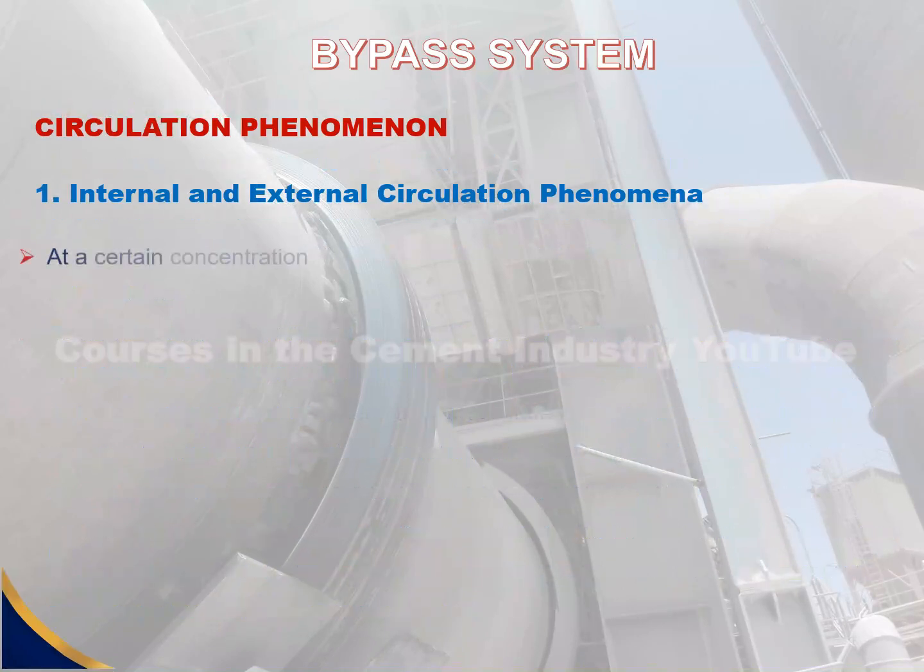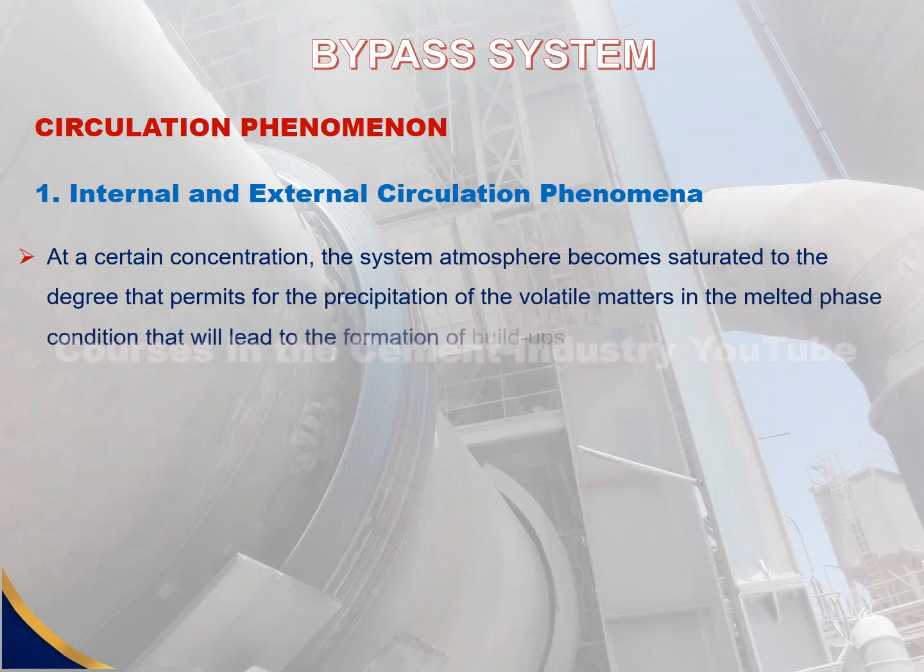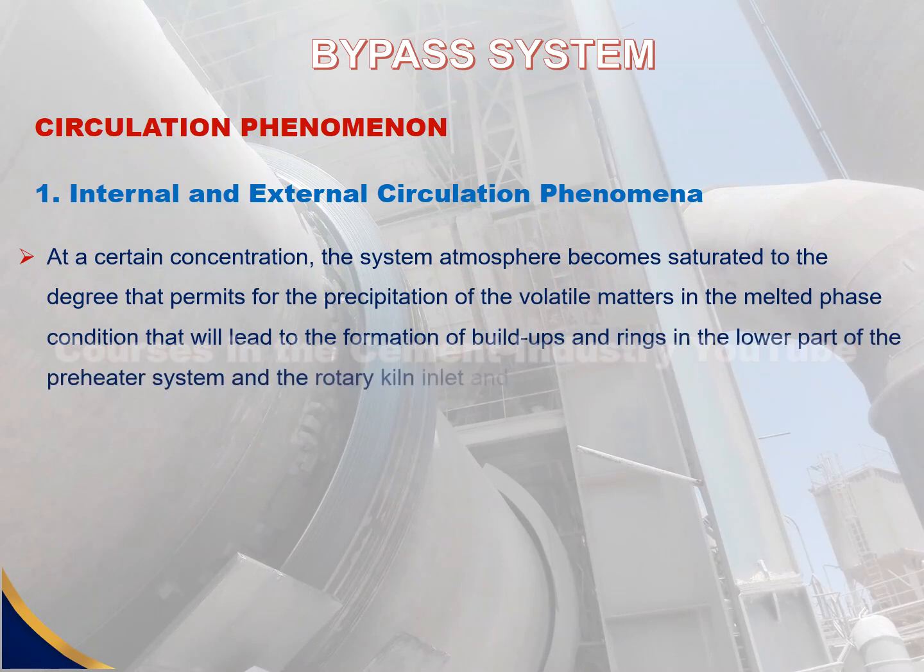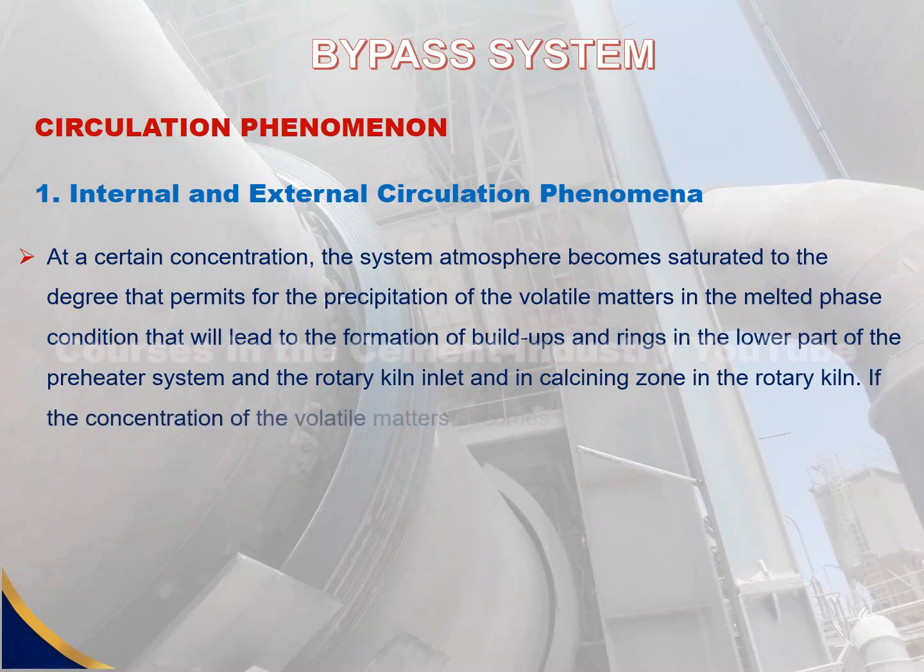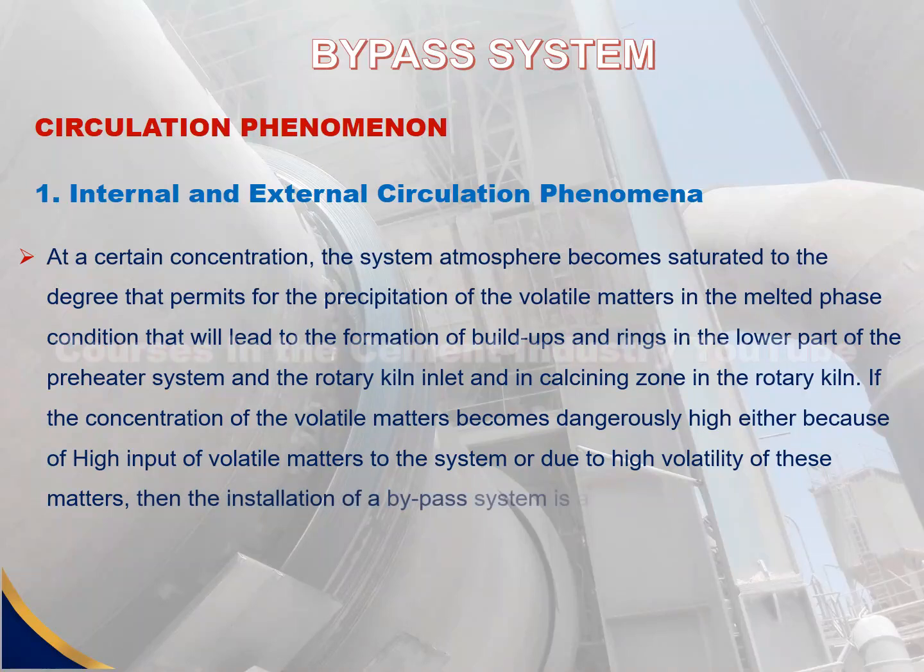At a certain concentration, the system atmosphere becomes saturated to the degree that permits the precipitation of the volatile matters in the melted phase condition, which will lead to the formation of build-ups and rings in the lower part of the preheater system, the rotary kiln inlet, and the calcining zone in the rotary kiln. If the concentration of the volatile matters becomes dangerously high, either because of high input of volatile matters to the system, or due to high volatility of these matters, then the installation of a bypass system is a must.